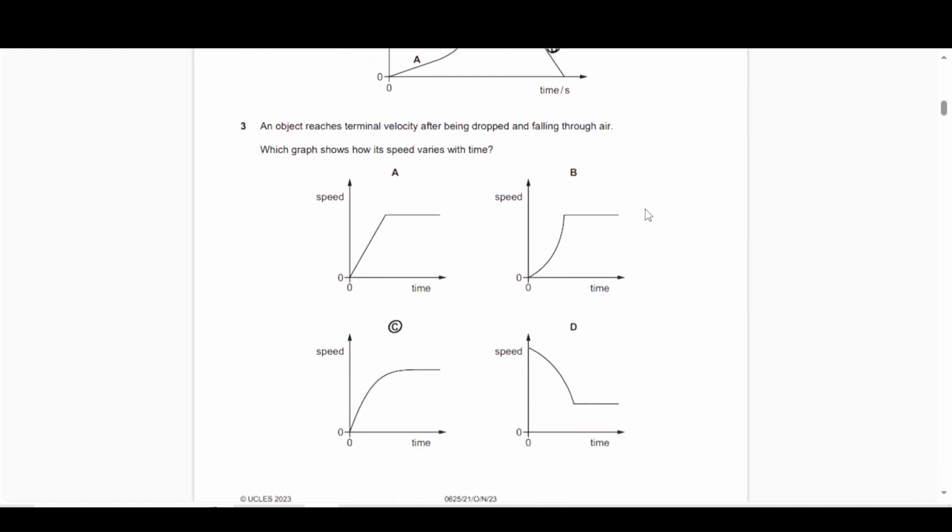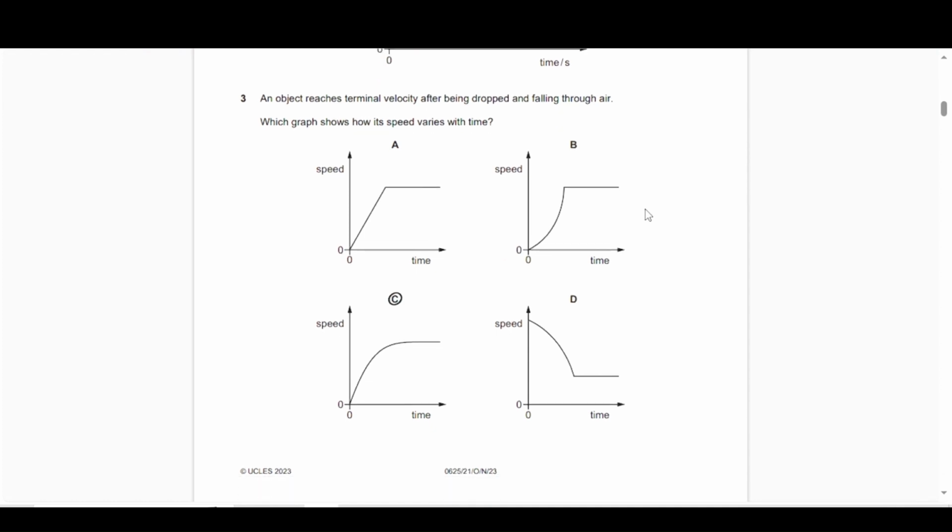If I look at question 3, an object reaches terminal velocity after being dropped and falling through the air. Which graph shows how its speed varies with time? So we know that if the object reaches terminal velocity, we are expecting a flat line at the end. But that doesn't really help us in this scenario because technically all of these graphs have a flat line in the end. So you can't really use that as a clue.